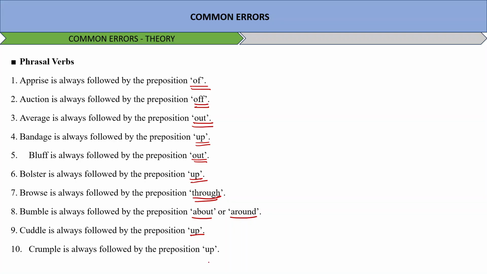Crumple is always followed by preposition up, crumple up. Right? Just read them once. Apprise of, auction off, average out, bandage up, bluff out, bolster up, browse through, bumble about or bumble around, cuddle up, crumple up. Just read it once on your own.